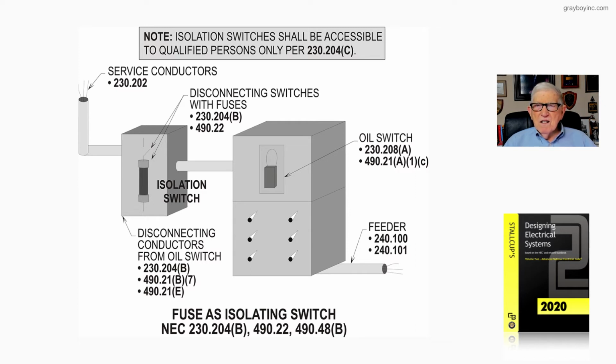And then the disconnecting switches with fuses, 230.204(B) and 490.22. And we have the isolation switch protecting the conductors, and it also disconnects the oil switch and protects it to a degree in 230.208(A), and again as well as 490.21(A)(1)(c).